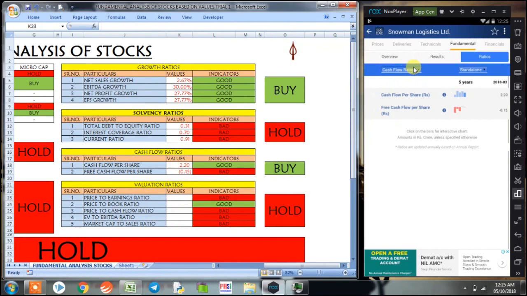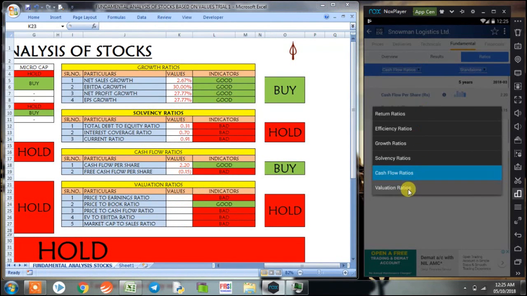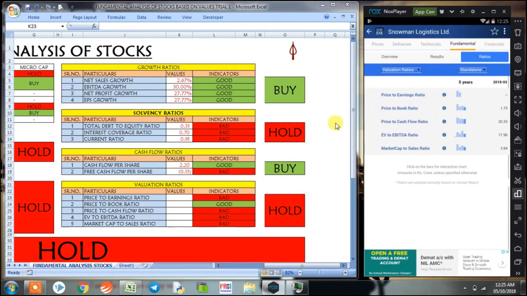Now coming to valuation ratio. Because P by E is in negative, so it is 0. So P by E ratio is in bad shape. Price to book ratio is 1.75. So it's actually showing good. It is as per criteria that I have put onto the program. Now price to cash flow ratio is 20.33, so it is actually good.